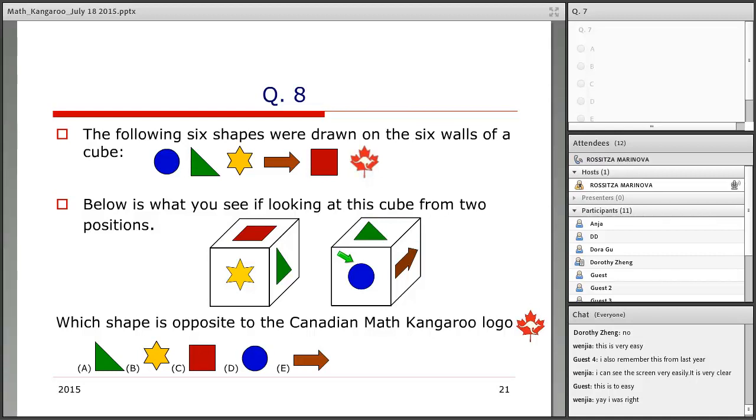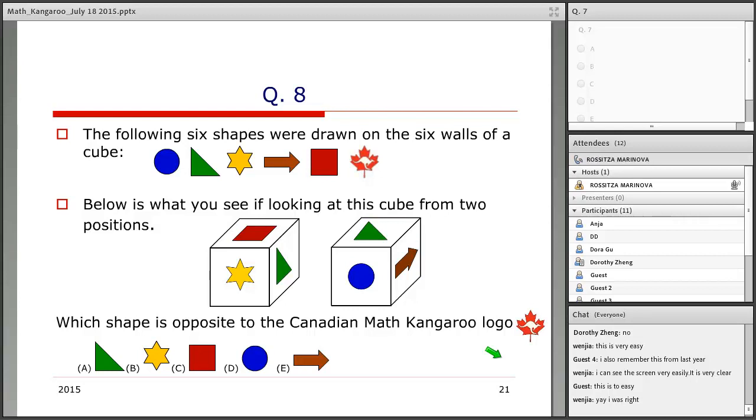Now the question over here is, which shape is opposite to the Canadian Math Kangaroo logo? So this is our logo. What do you think will come on the opposite side of this logo in this cube? So I hope you understood the question. Well, if not, then I recommend you to read the question again carefully.